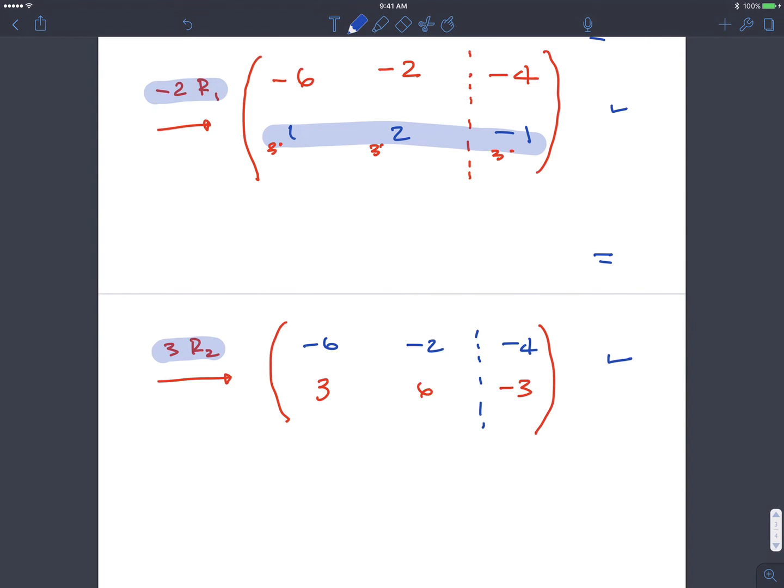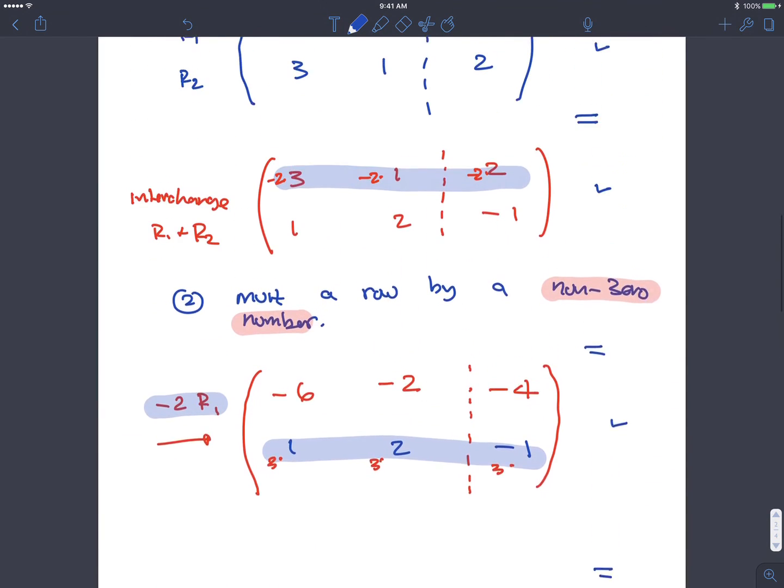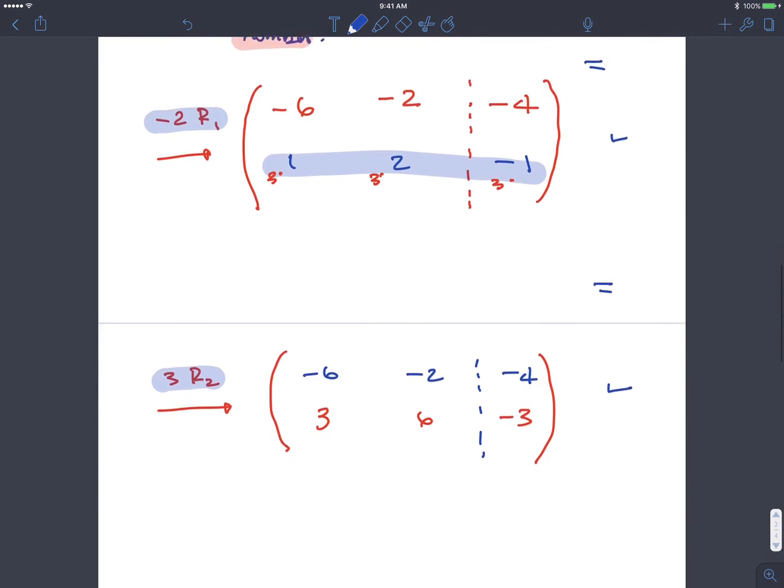As a really quick review of how to solve a system, and then step number 3, remember we already had the lecture. The last elementary row operation is we can add any two rows together.